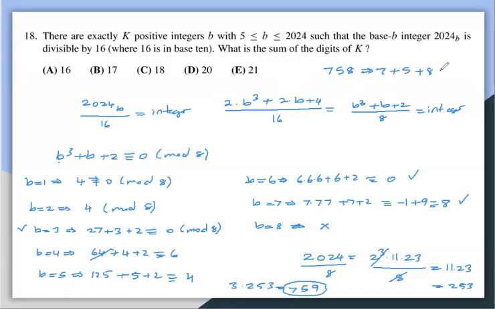We are looking for the sum of the digits of 758, so 7 plus 5 is 12, plus 8 is 20. So this is choice D. But if you don't carefully check your reasoning and restrictions, you might end up getting 21, because if you take 759 you get 21, which is one of the choices as well. So they love to trick you. Anyway, that was number 18, and 20 is the answer.